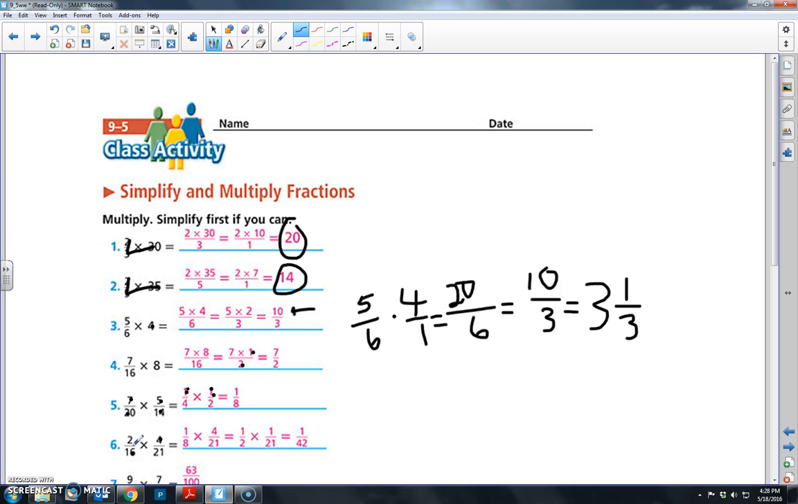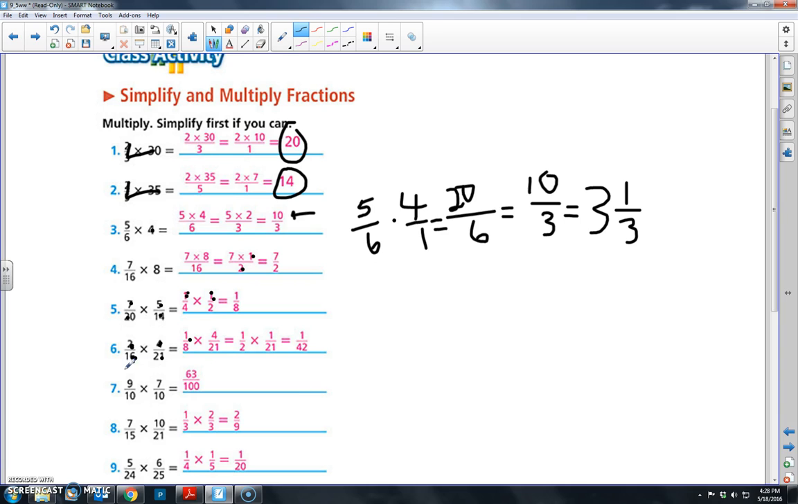Well, we can't do that. Ready? 2/16 right here. 2/16 is 1/8. 4/21 is 4/21. You still multiply it out. Okay. This one you can just multiply straight across. 9 times 7 is 63. 10 times 10 is 100.